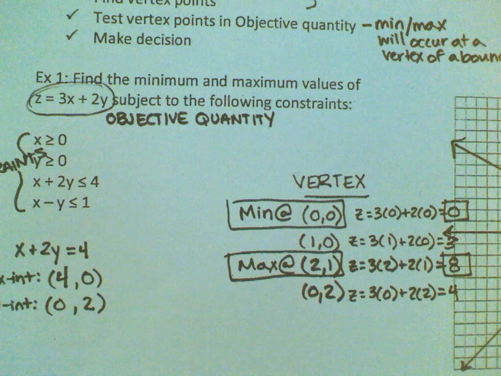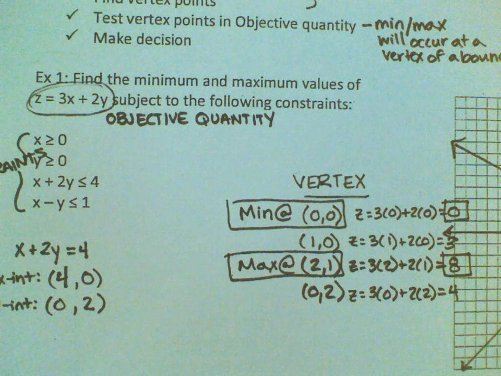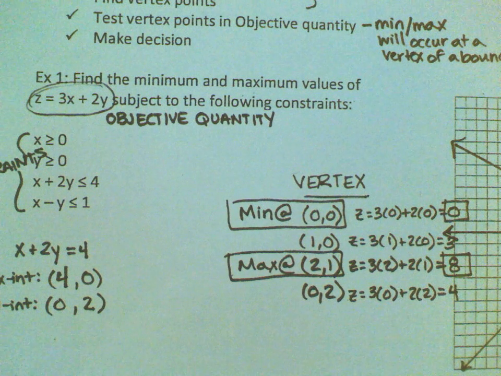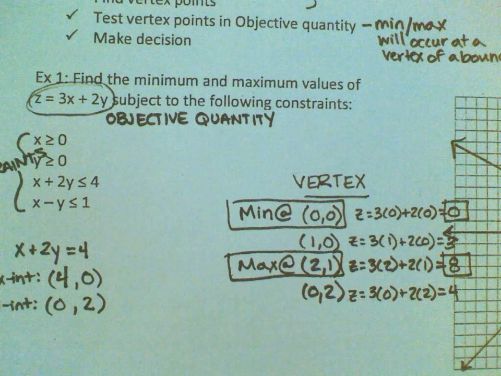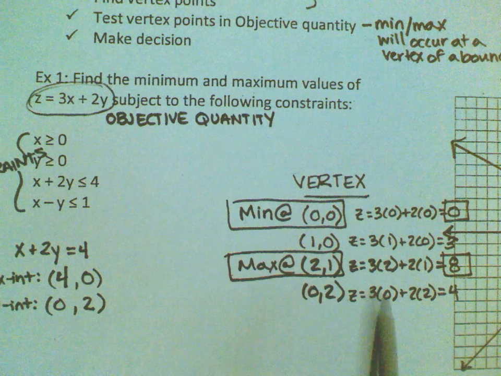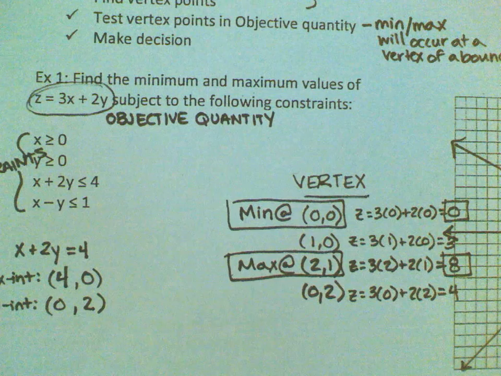So, if we were going to make a decision about something, suppose that's kind of like Callie's question with the model computers from yesterday, then we'd say, for maximum profit, buy 2 of Model A and 1 of Model B, because that produces the maximum, if that were that example.